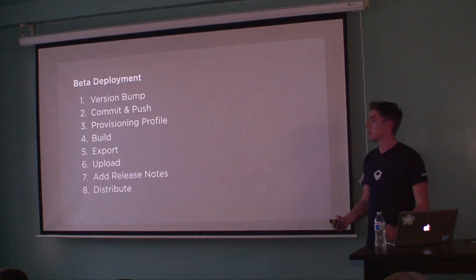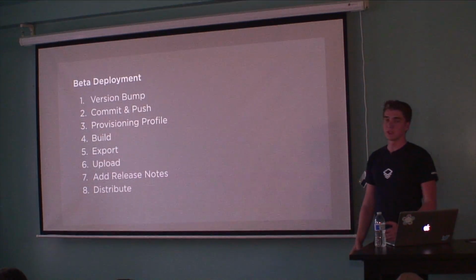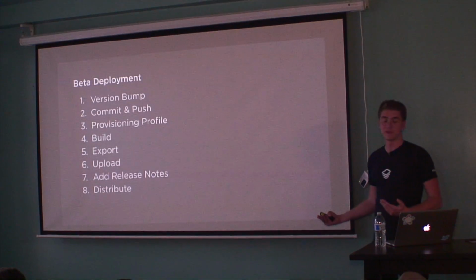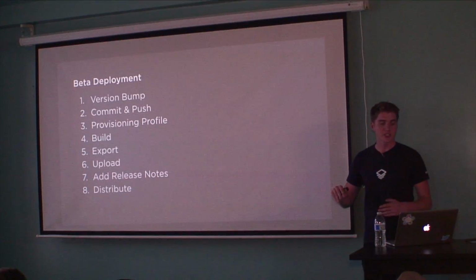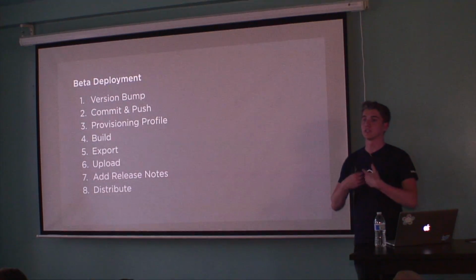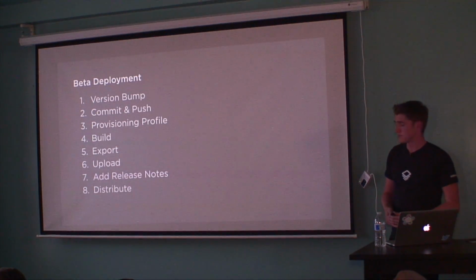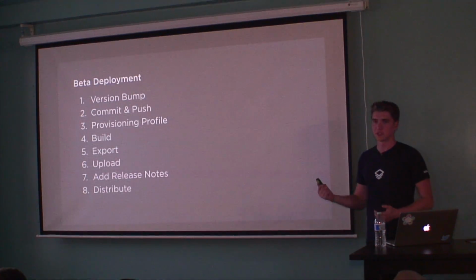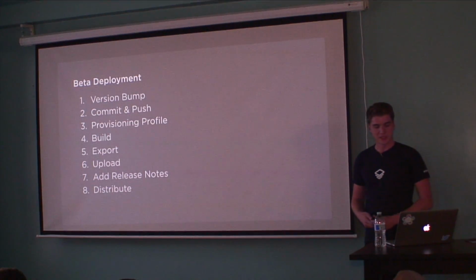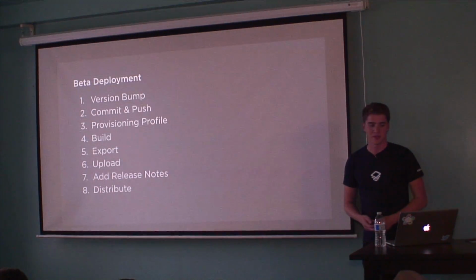You increment the version number or build number. You commit and push this change. And make sure you have a valid provision profile with which you can build and export the application. You upload it to some testing service, you add release notes, and then finally you can distribute it to your boss, basically. And looking at this, it is far too much work for what it's worth. So how can we automate all this and reduce it to a push of a button?